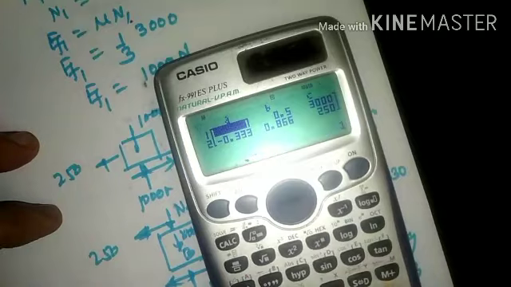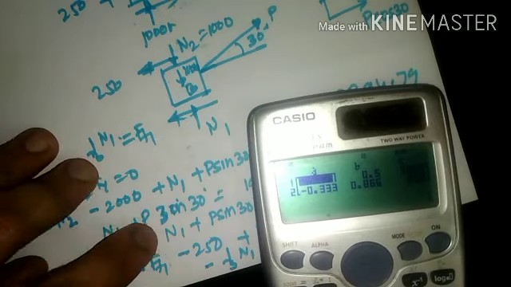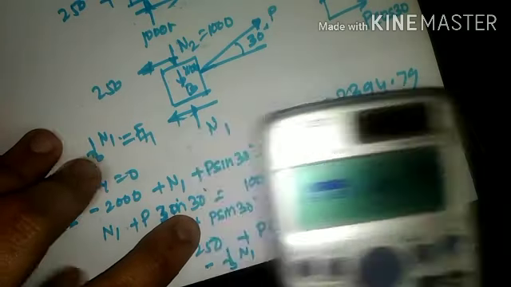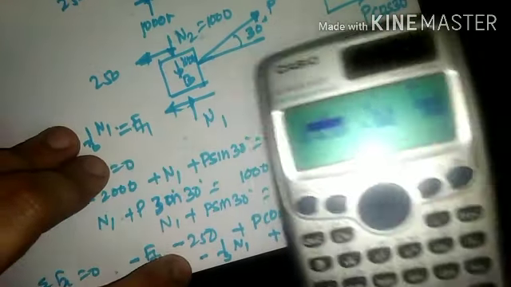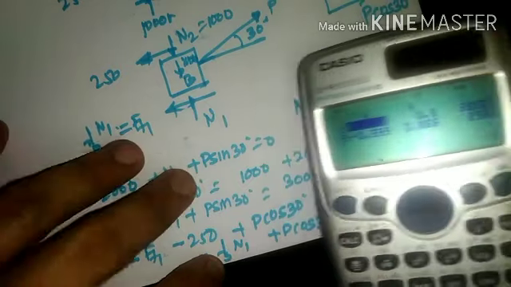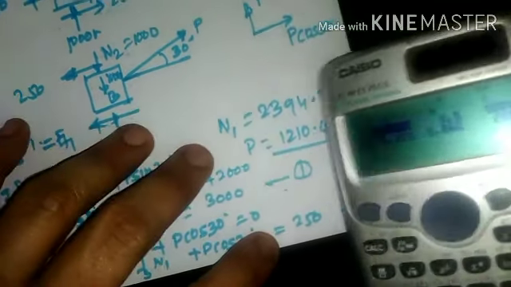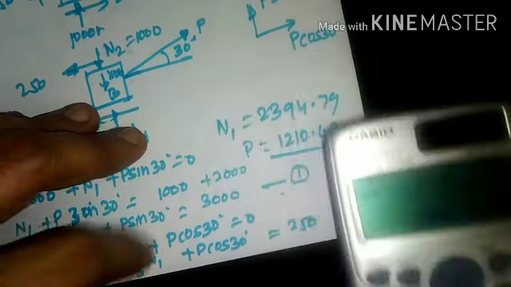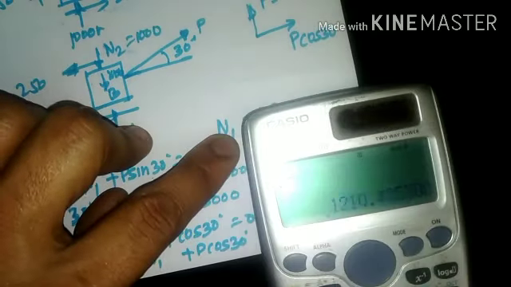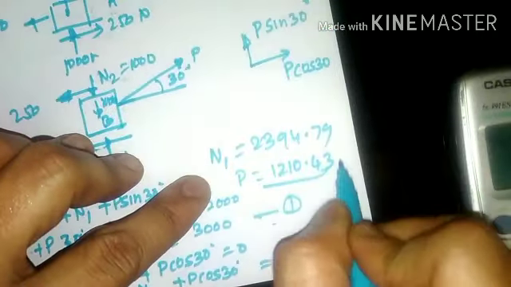If you check here, the first coefficient of N1 is 1. The second coefficient of P is sin 30, which is 0.5. The third coefficient is 3000. Next, here it is 1 by 3, which means 0.33. The next coefficient is cos 30, which is 0.866. The next one is 250 towards the right-hand side. If you substitute here, N1 will come out to 2394 and P will come out to 1210.42 or 43.